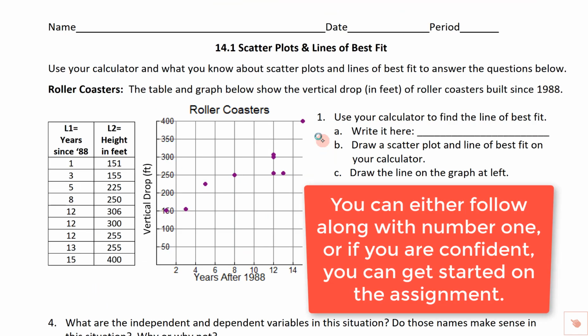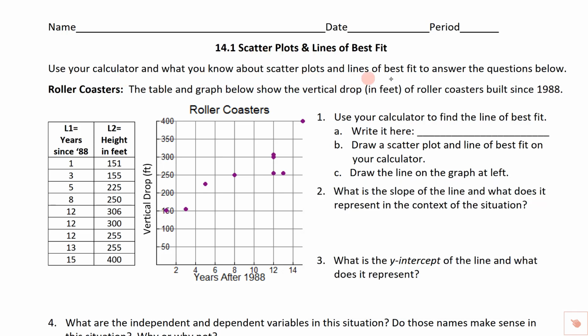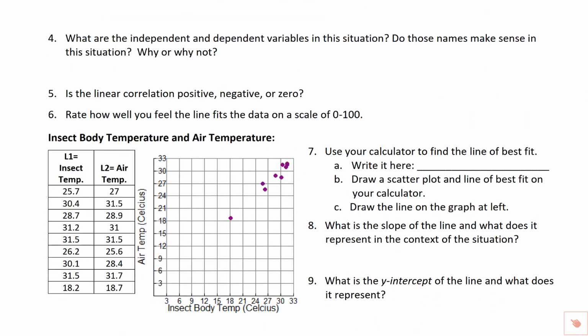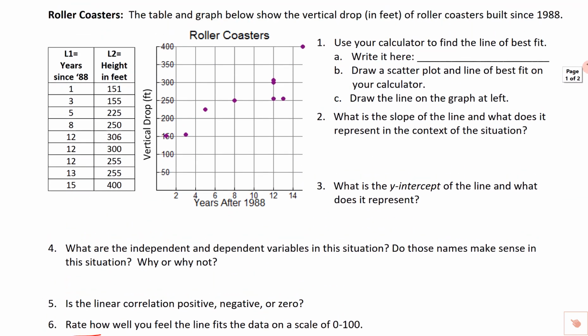Okay, so I've got the assignment up. This is 14.1, again, scatter plots and lines of best fit. It says use your calculator and what you know about scatter plots and lines of best fit to answer the questions below. So when we say problem number 1, you'll notice that we've got a graph right here, and then we have a whole bunch of questions about that. And then we get down to number 6. That finishes off the first graph, and then we start up with another one. So 1 through 6 all deal with this graph at the beginning right here.